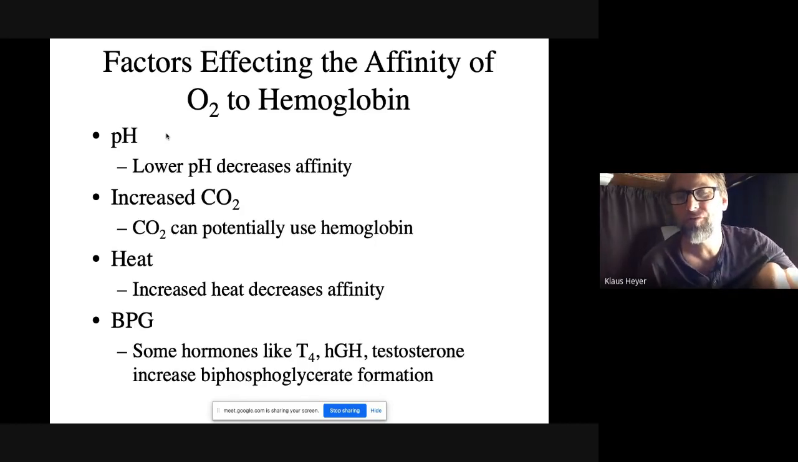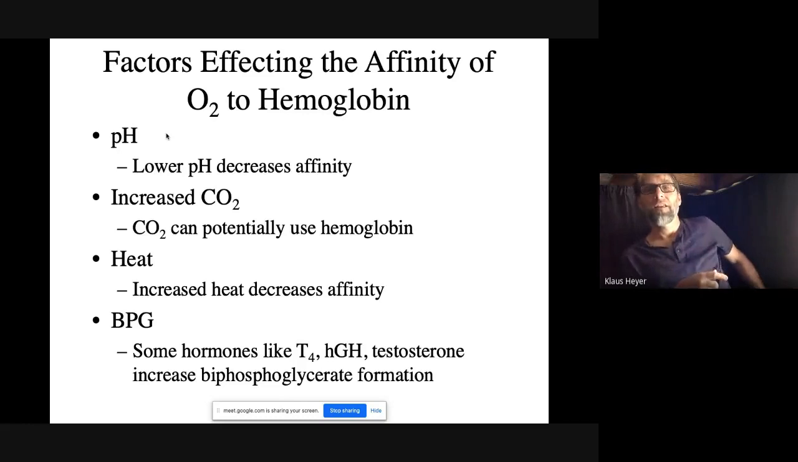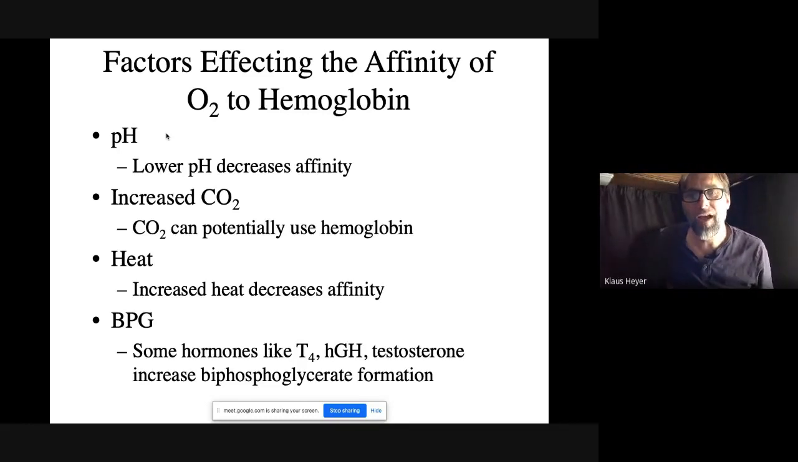So the first two, pH and increased CO2, are things you do not want to happen. That would be somebody that's maybe in ketosis. The second two, yes. So heat decreases the affinity, and you're like, well, that's not good. You want the oxygen to stick to the blood.